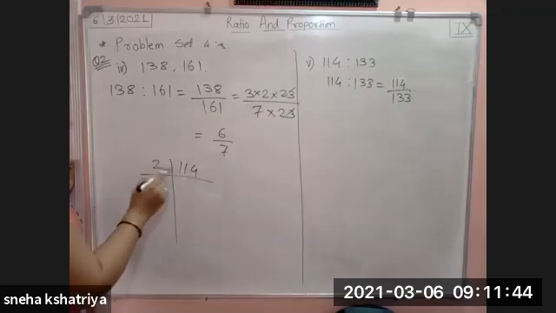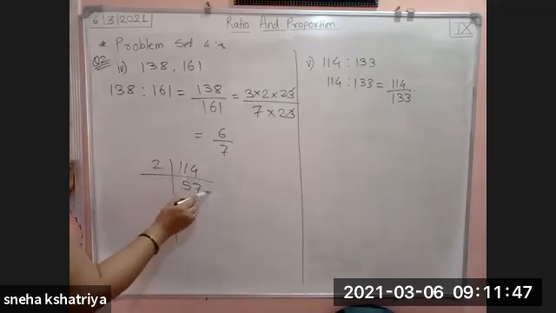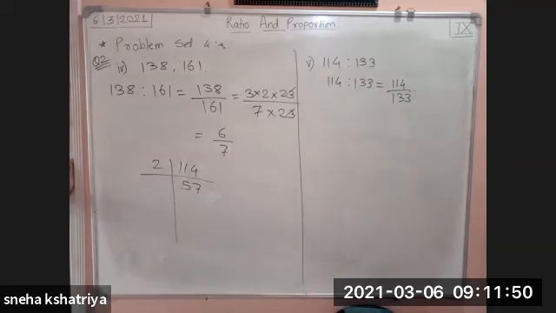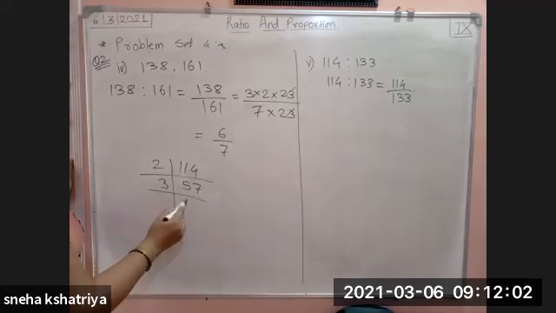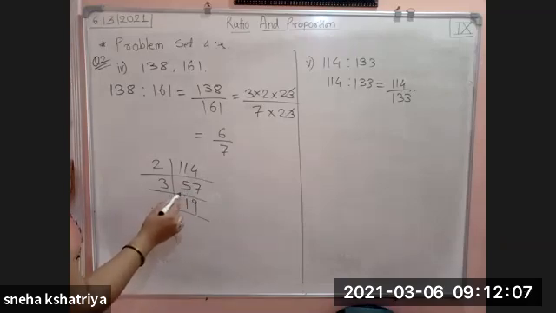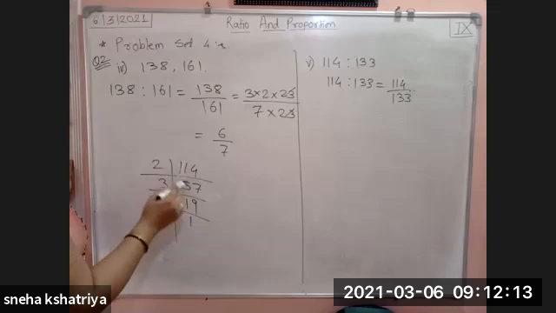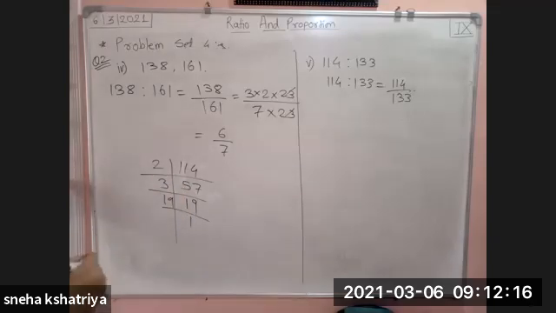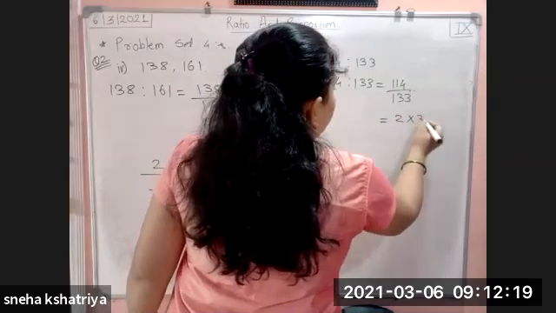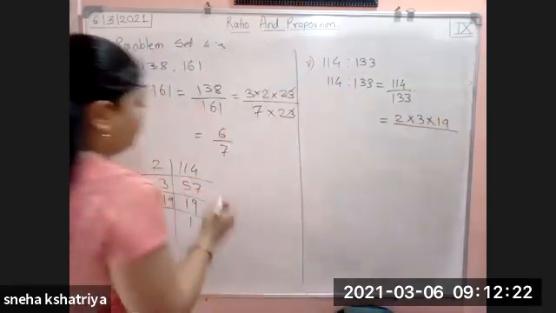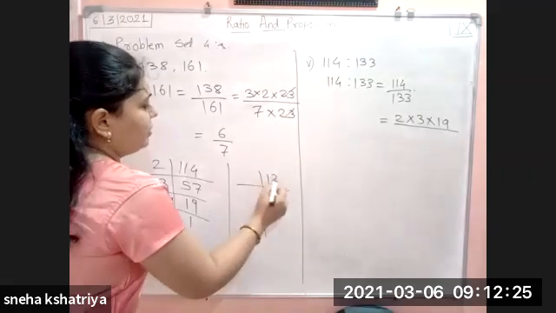We'll divide by 2 simply. 2 fives are 10, 2 sevens are 14, 57 is there. It is divisible by 3. 3 ones are 3, 27 remains, 3 nines are 27. Here 19 is again a prime number, so 19 ones are 19. So 114 is split as 2 into 3 into 19. So here it is 2 into 3 into 19 divided by the second number, that is 133.